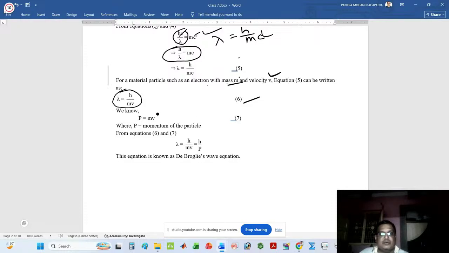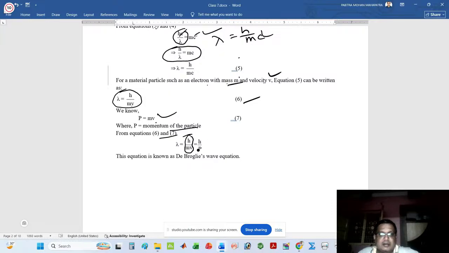We know that p is equal to mv. Here p means momentum of the particle. If you compare equation 6 and 7, look at that, here mv is given, here mv is given. So we can change the mv and put p. That means lambda is equal to h by mv. This is the original equation.